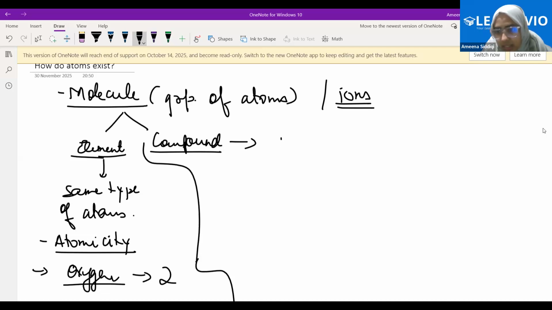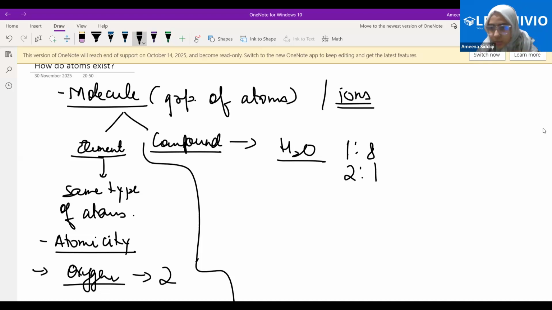Example, when we say H2O, the ratio here is fixed. The proportion here is fixed. What are the two elements here? Hydrogen and oxygen. And in terms of mass, they combine as 1:8. But the number of atoms is also fixed: two atoms of hydrogen combine with one atom of oxygen.